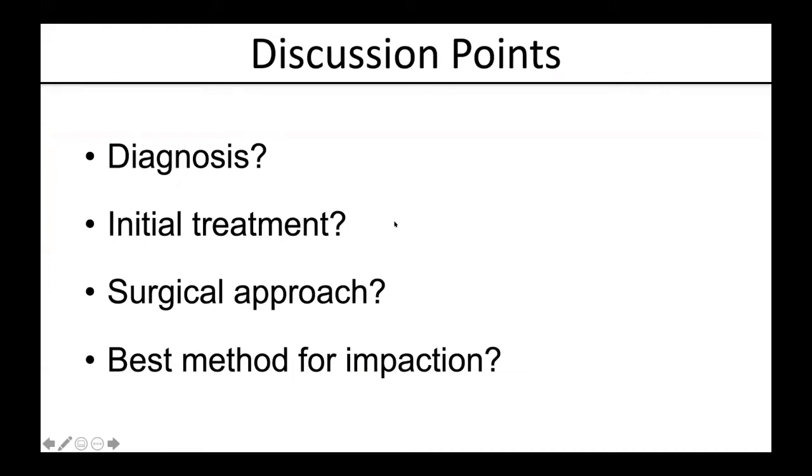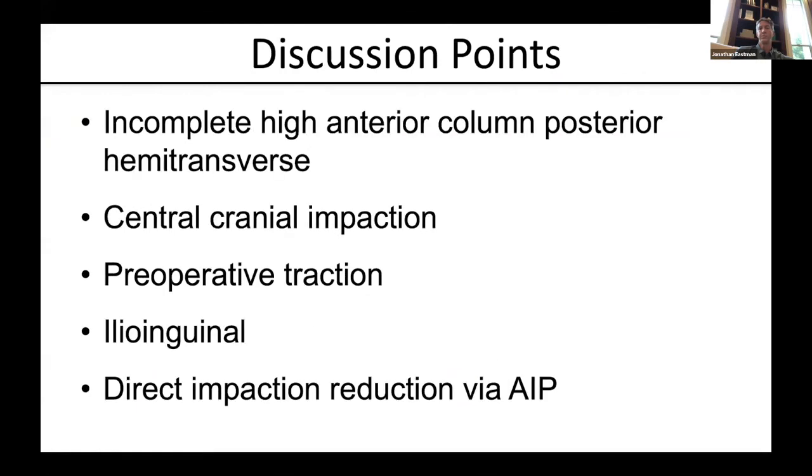Looking through this, those are our kind of discussion points. We haven't talked about those last two so much, but I think his diagnosis is an incomplete, meaning we saw that the internal iliac fossa was not complete, but it's a high anterior column posterior hemitransverse variant with just that little bit of caudal peripheral cartilage still potentially on the intact ilium. There's a large segment of the cranial impaction that we saw.